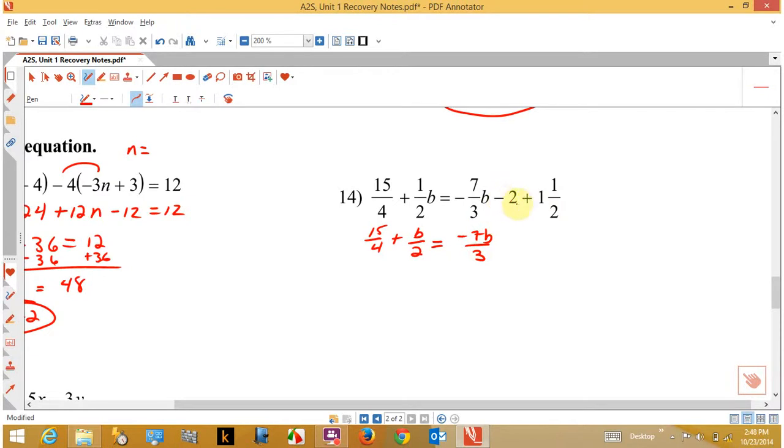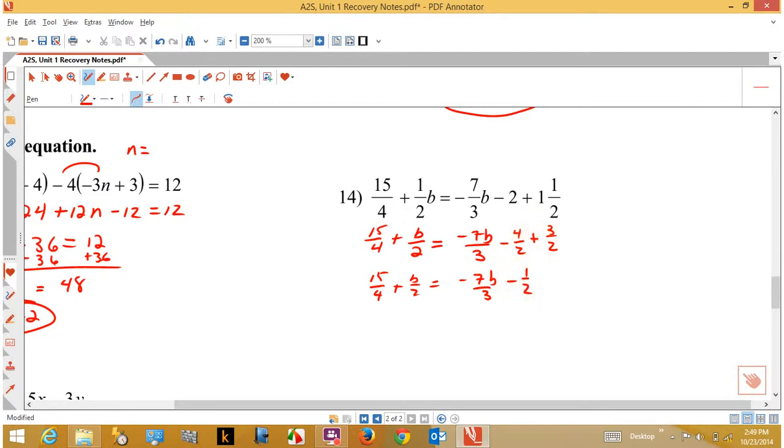So a minus 2 plus 1 1/2, that would be a minus, it's going to need a common denominator of 2, so it would be a minus 4 over 2, plus this would be 3/2. So what I would have is 15/4 plus b over 2 is equal to a negative 7b all over 3. A negative 4 plus 3 is minus 1/2.